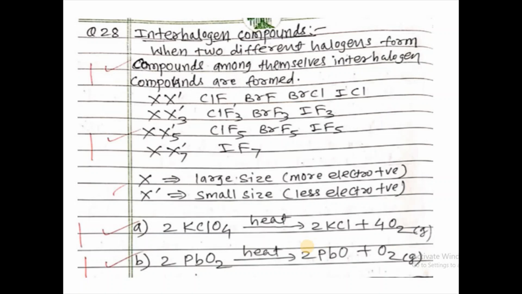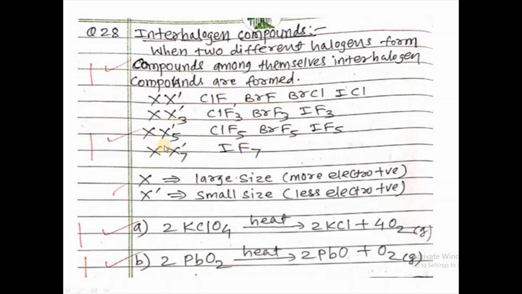Then question number 28: explain interhalogen compounds. How is oxygen prepared from the following compounds, KClO4 and PbO2? First of all, interhalogen compounds for 2 marks. When two different halogens form compounds among themselves, interhalogen compounds are formed. That means X is a halogen, X dash is also a halogen, and the compounds are ClF, BrF, BrCl, ICl, ClF3, BrF3, IF3, IF7, ClF5, BrF5, IF5. That means XX dash, XX dash 3, XX dash 5, XX dash 7.